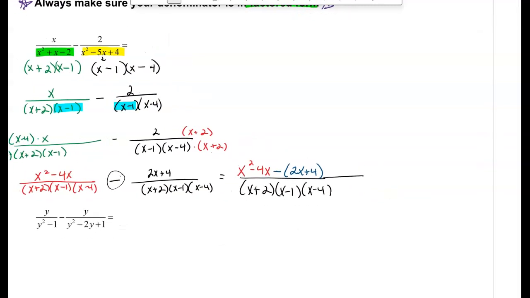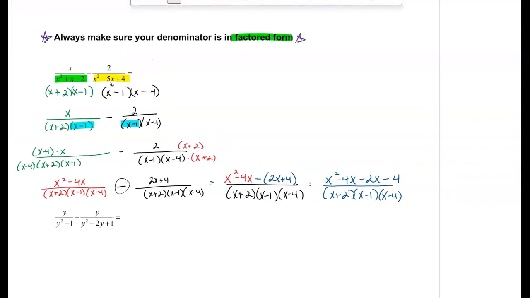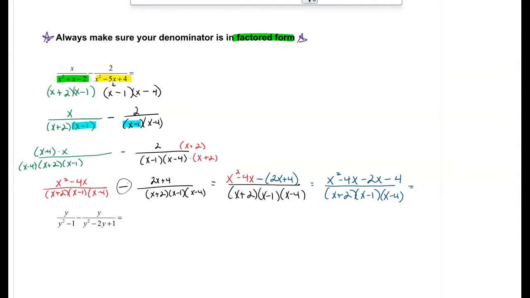Oh, what do we have to do? Don't we have to distribute that? The x plus 2, your x minus 1, your x minus 4 is there in the denominator. What do we get here? X squared minus 4x minus 2x minus what? 4. Whew! Still not done yet. What do we get? X squared, not yet, minus 6x minus 4 all over x plus 2 times quantity x minus 1 times x minus 4.